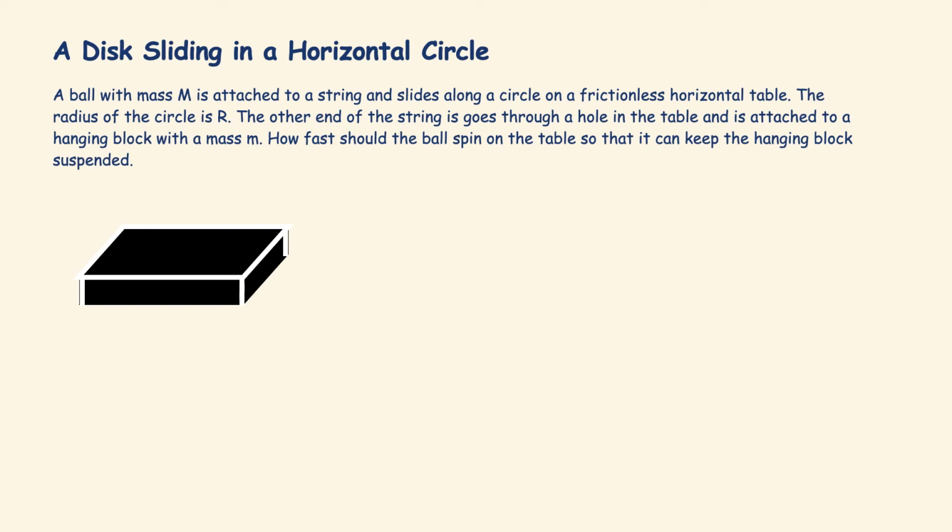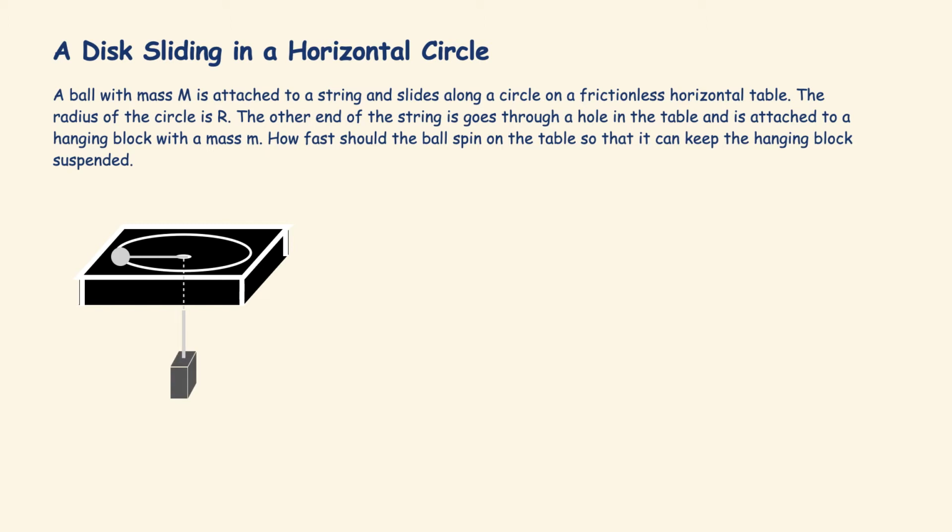So let us see what happens with horizontal circles. For this example, we will have a ball with mass M attached to a string and sliding along a circle on a frictionless horizontal table. The radius of the circle will be r. On the table, there will be a hole drilled so that the string can go through that hole and attach itself to a block with the mass little m.